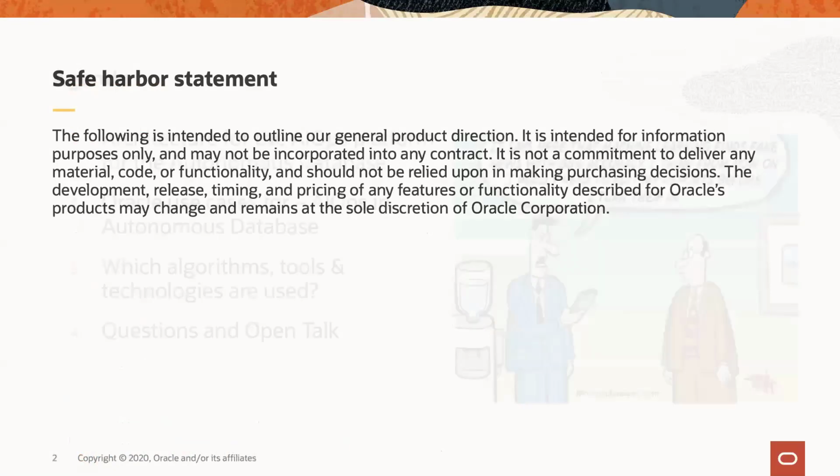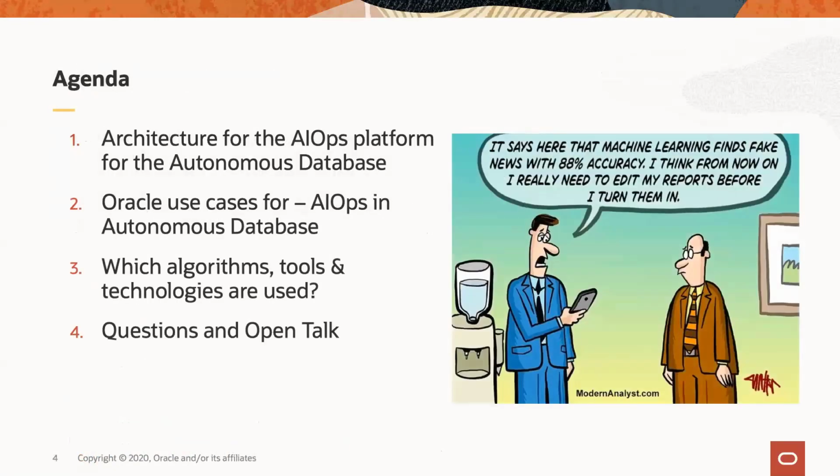All right, let's go. Here's a rough theme. We're going to talk a little bit about the AIOps architecture and use cases. We're going to spend most of the time on the use cases. Then we're also going to talk a little bit about which algorithms, tools, and technologies, and if we have any time, open talk and questions.